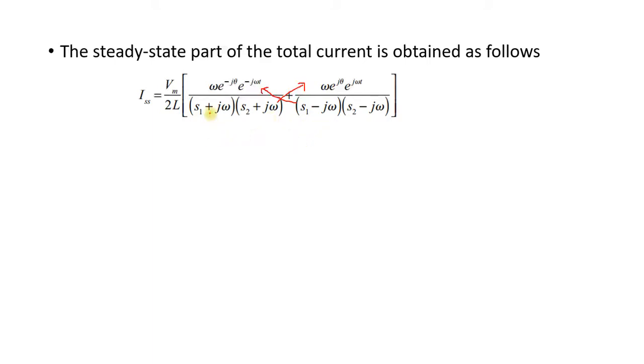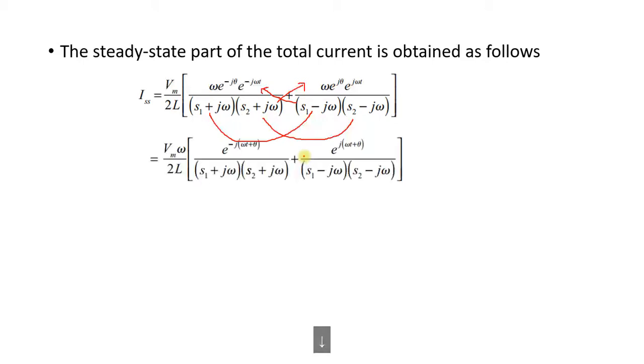Here we know that these two terms are in the format of (a plus b) into (a minus b), so this should be replaced by a square minus b square. Similarly, these two terms are replaced by a square minus b square. So therefore these two terms are replaced by s1 square plus omega square and s2 square plus omega square. Okay, so this is the equation shown here.